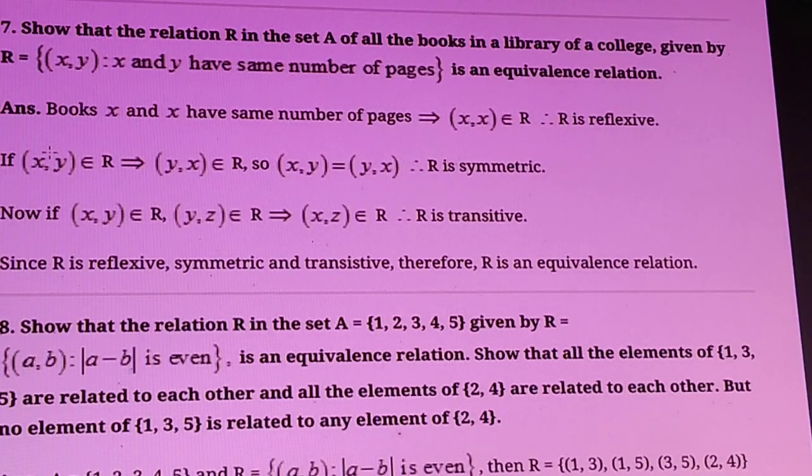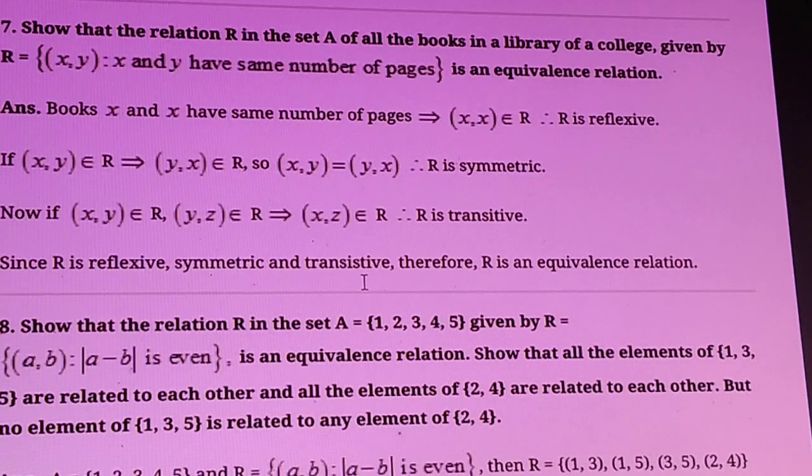To verify symmetric, if we consider (x, y) belongs to R, it implies that (y, x) belongs to R, so that (x, y) is equal to (y, x), hence R is symmetric. Now, if we consider (x, y) belongs to R and (y, z) belongs to R, definitely it implies that (x, z) belongs to R, hence R is transitive. Since R is reflexive, symmetric and transitive, therefore R is an equivalence relation.